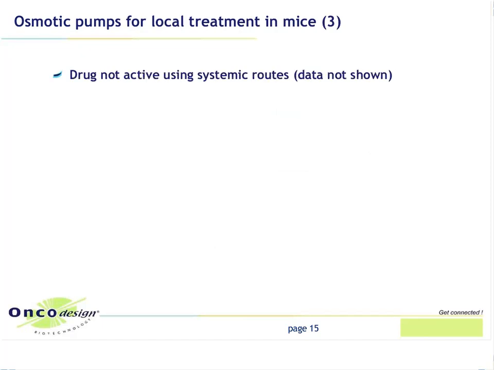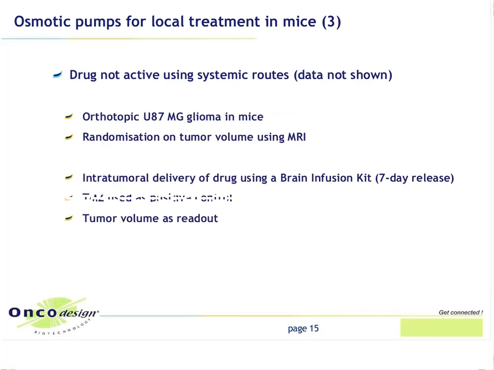So here is another example using osmotic pumps where the drug, a peptide, was not active when it was dosed by systemic routes. We used an orthotopic U87MG glioma model in mice, and the mice were randomized when the tumor grew inside the brain by using magnetic resonance imaging. The treatment starts based on tumor volume when the tumor reaches about 1.2 cubic millimeters, and we deliver the drug intratumorally using a brain infusion kit with a 7-day release apparatus.